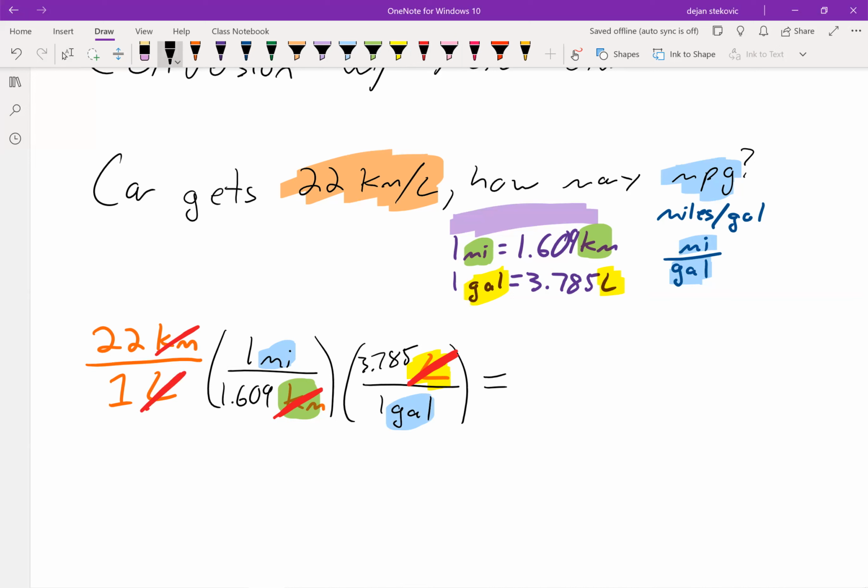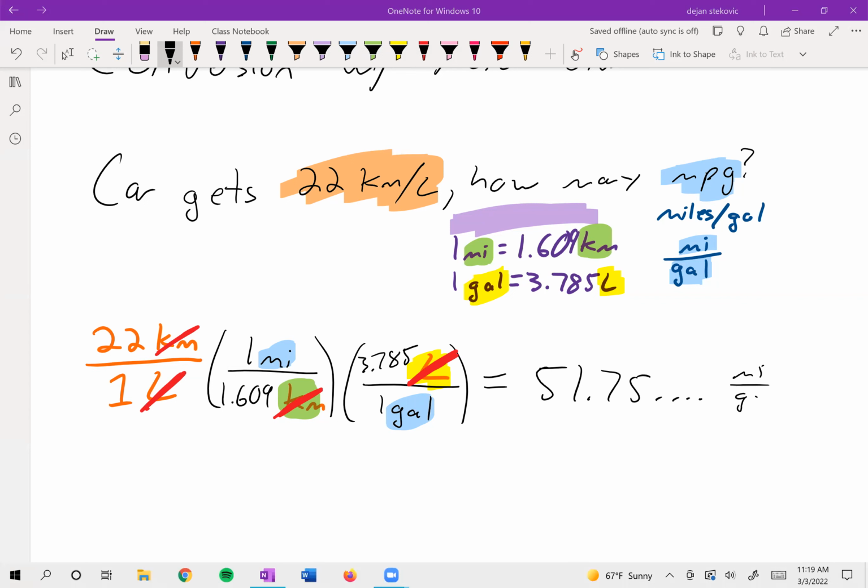And then we go ahead and plug that into our calculator. So I would take 22, I would divide it by 1.609 because it's in the denominator, and then I would hit multiply times 3.785. Make sure you're trying these out in your calculator. That way you're getting the correct answer and you ensure that you know how to use your calculator. And so when you type that down, you get 50.75 and then a whole bunch of numbers, miles per gallon.